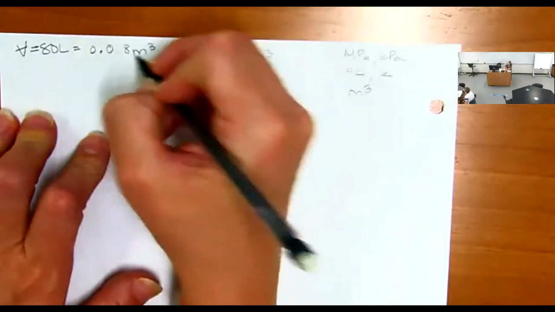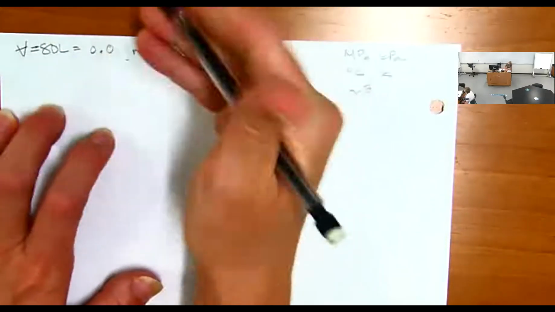Not right. I was thinking, why aren't those the same thing? So dividing by 1,000.